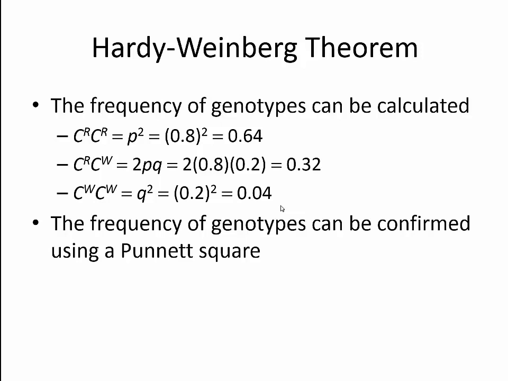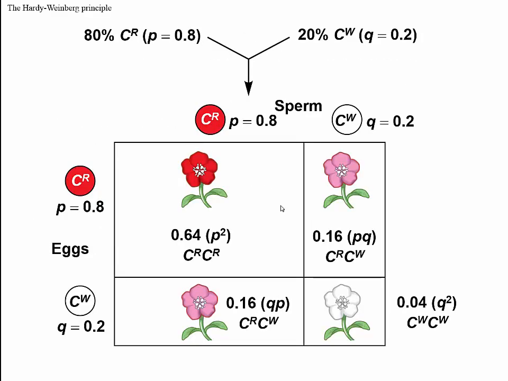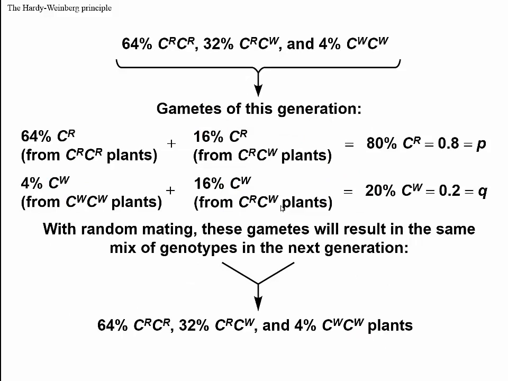The frequencies of genotypes can be confirmed using a Punnett square. So 80% red with 20% white. You get sperm made, and 80% are going to have the red allele and 20% will have the white. Same thing with the eggs. And as you can see, when you cross them, you indeed get the same result that the Hardy-Weinberg equation gives. You just don't have to use a big clunky Punnett square, and you can use just a one-line formula or a binomial. So here it shows you 64% homozygous dominant red, 32% heterozygous pink, and 4% recessive homozygous white.